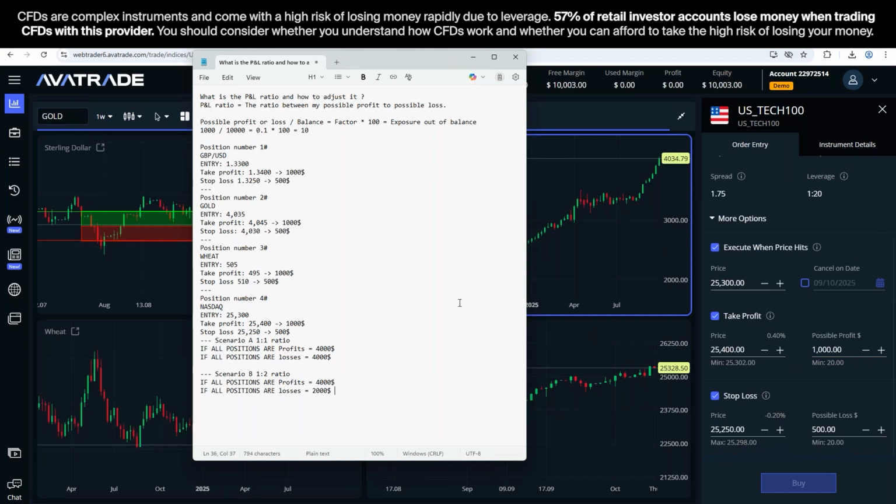Now, I want you to understand what we did here. We have 1,000 possible profit in each of the positions, and we have 500 possible loss on each of the positions. This means that if I'll multiply all of those, and all of those are making profits, my possible profit is 4,000.